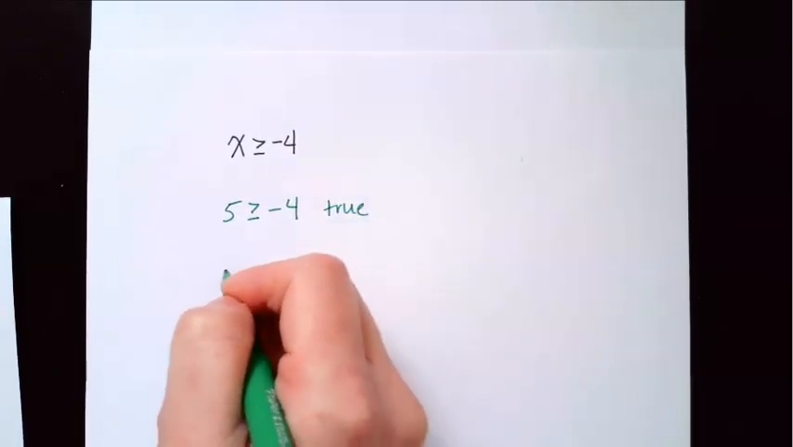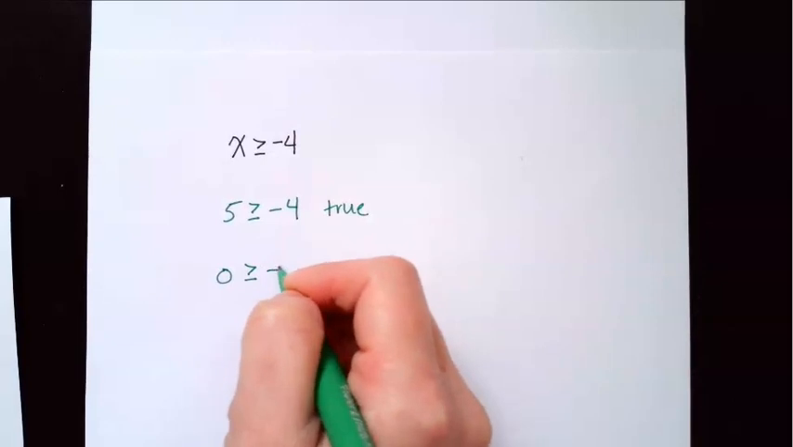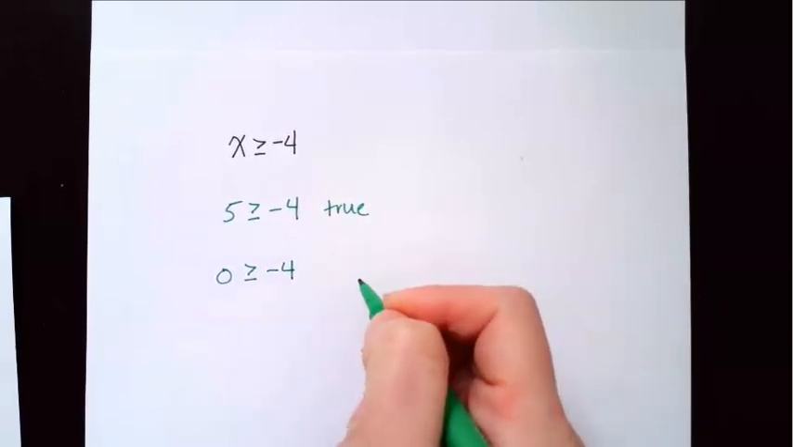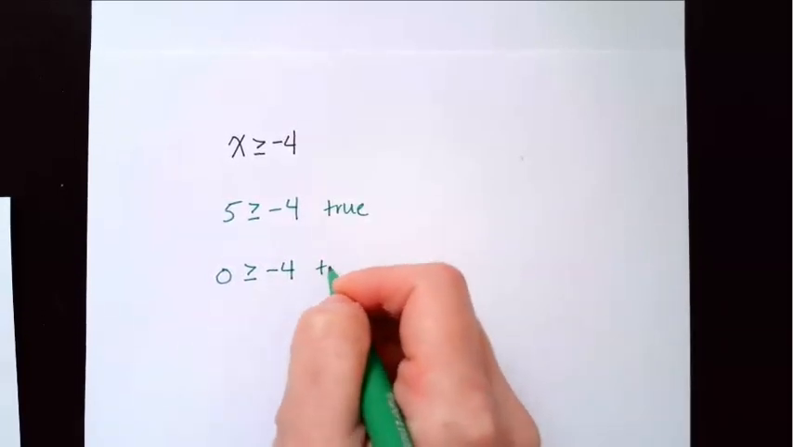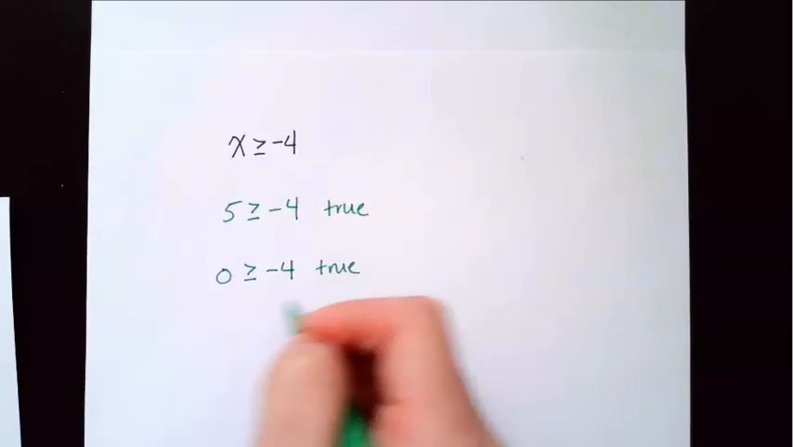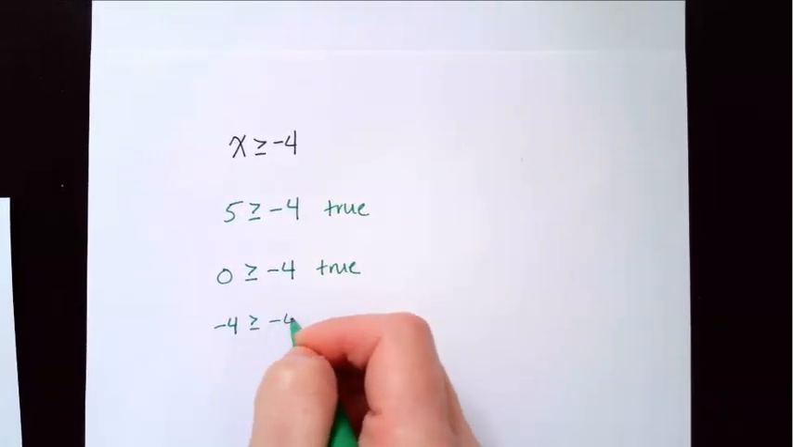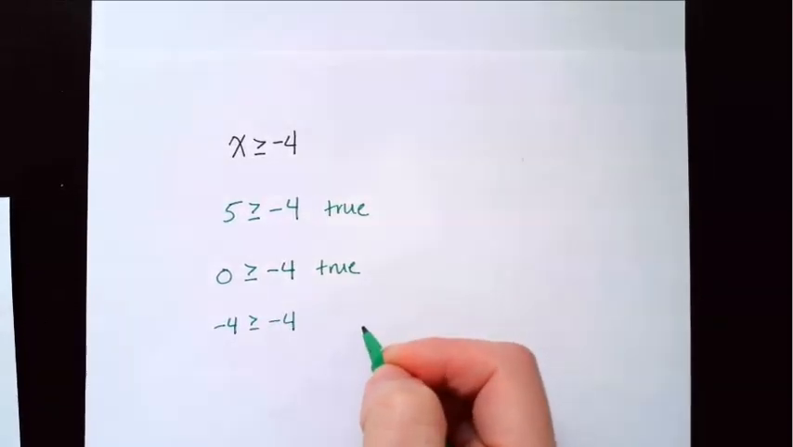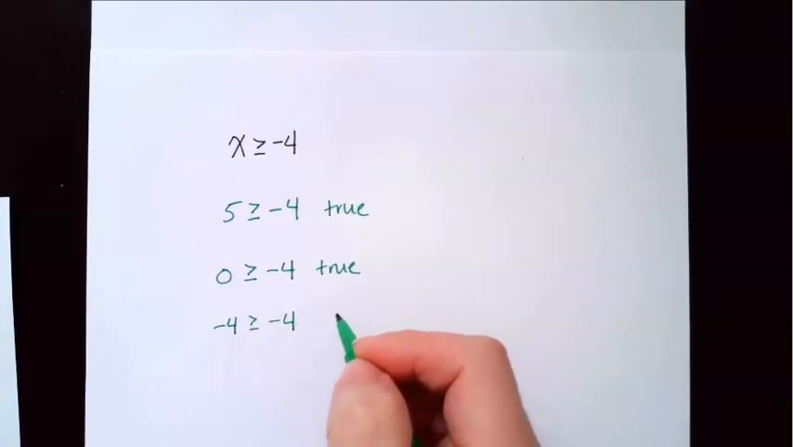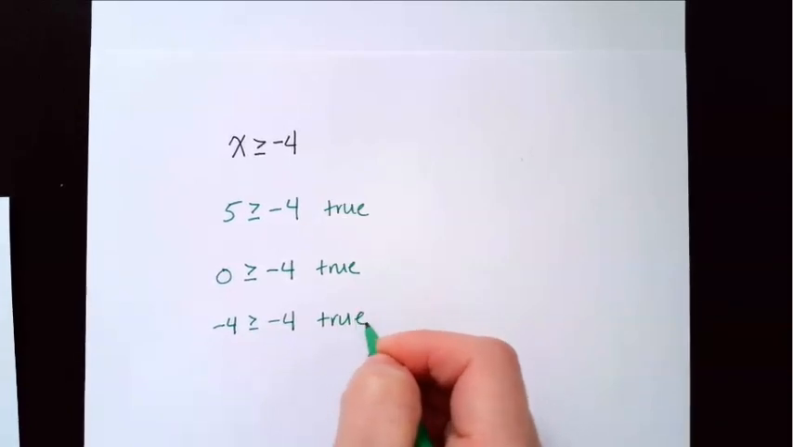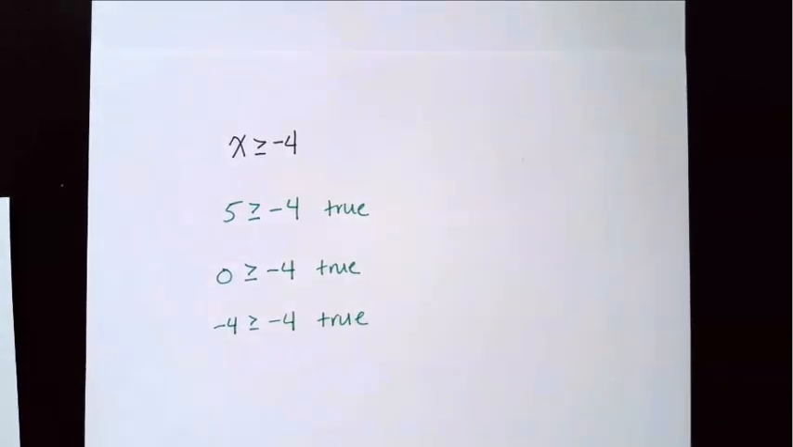I could think about maybe 0 is greater than -4. 0 is also bigger than -4, so that is true. And since I have the equality, -4 would be a solution to that statement, because if I say -4 is greater than or equal to -4, since they are in fact equal, that is true. So we see that there are lots of values, or at least 3 so far, that make this statement true, and in fact there are more as well.